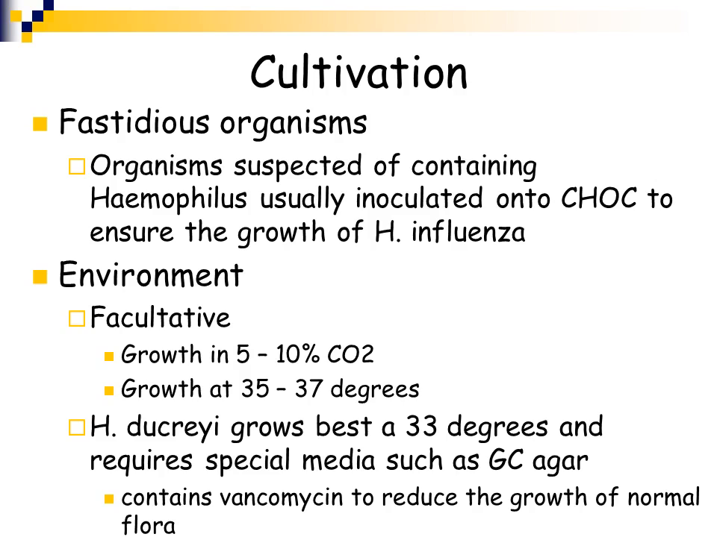Now, Haemophilus ducreyi, a sexually transmitted infection, grows best at 33 degrees and requires special media called GC agar. GC agar has vancomycin in it to reduce the growth of any normal flora that might be present. If you remember, in our Neisseria gonorrhoeae lecture, we also talked about special media that contains antibiotics to reduce normal flora and enhance the growth of the Neisseria. So Haemophilus ducreyi has something similar and likes lower temperatures.